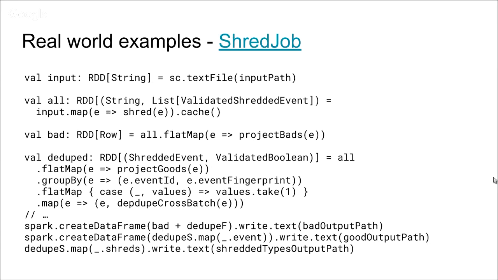And next up is the shred job. It's a bit more complicated. The goal of the shred job is to prepare the data for storage, for example in Redshift. So what we're going to try to do is inspect our events to validate the different JSONs they contain.